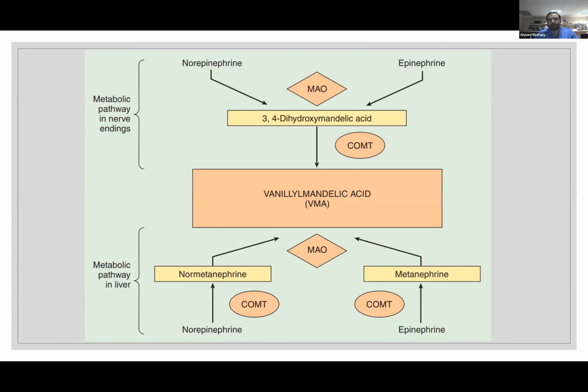Anyway, the pathway of metabolism of catecholamines is very important because it happens in two places, in the nerve endings and in the liver. In the nerve endings, the monoamine oxidase starts first, and then the catechol-O-methyltransferase, converting norepinephrine and epinephrine to VMA. But in the liver, it's the reverse order. The catechol-O-methyltransferase starts first, giving us the metanephrine and the normetanephrine before the monoamine oxidase converts them to VMA.